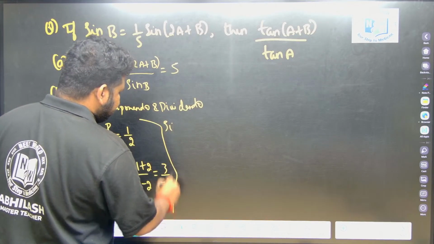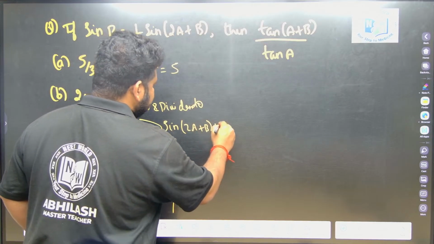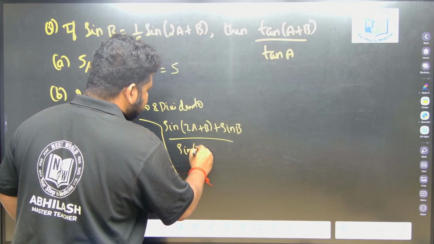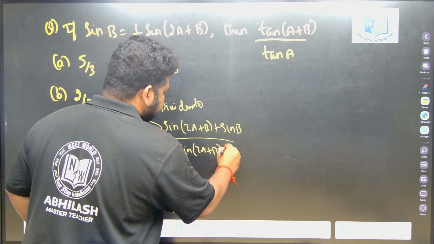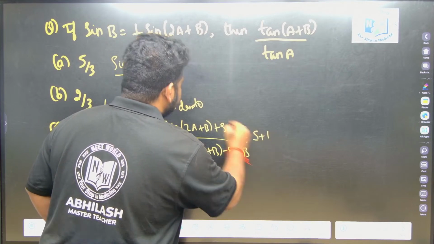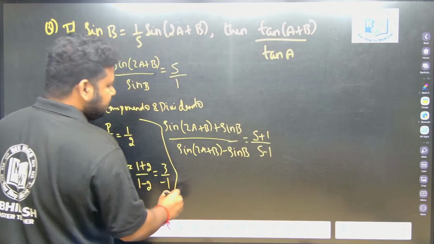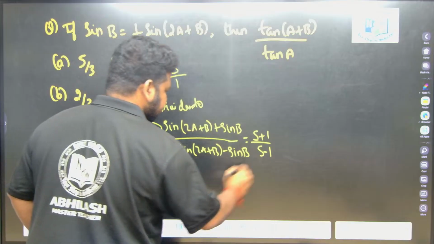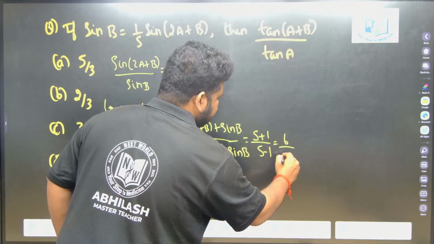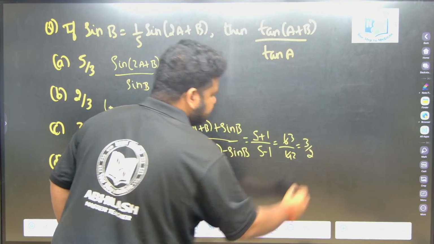Similarly, if I apply componendo and dividendo here, this will become (sin of 2a plus b, plus sin b) by (sin of 2a plus b, minus sin b) is equal to, 5 means nothing but 5 by 1, so (5 plus 1) by (5 minus 1). I can write it directly here. 5 plus 1 is 6 by 4. 2 3s are 6, 2 2s are 4. This will be 3 by 2. Correct now?